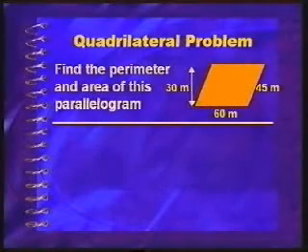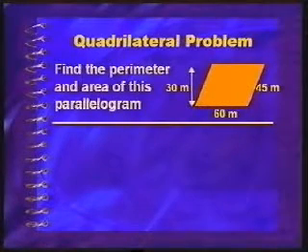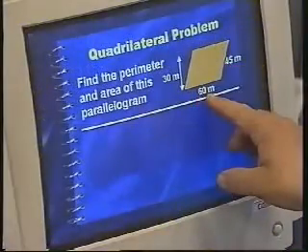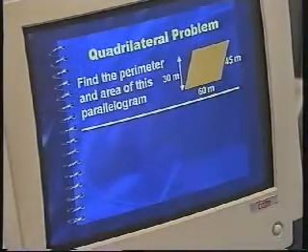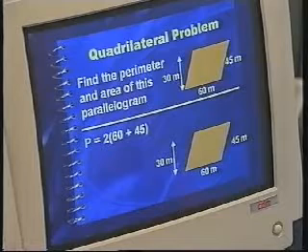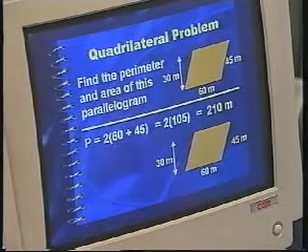There's only time in this program to do one quadrilateral problem. You should try some from your book. Here we've got a typical problem. Find the perimeter and area of this parallelogram. Well, the perimeter is easily found because that's just 60 plus 45, two lots of that. And that becomes 2 times 105, 210.